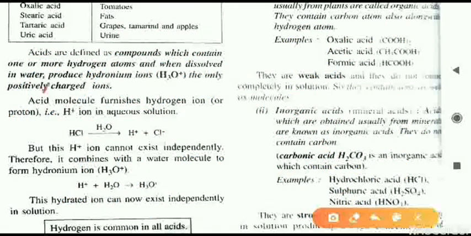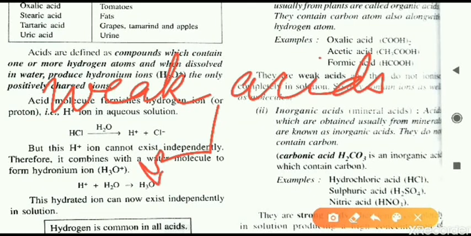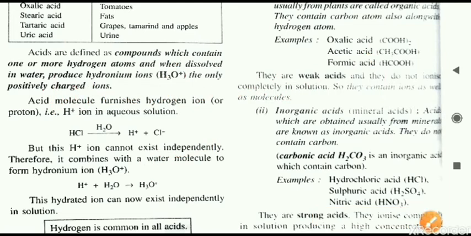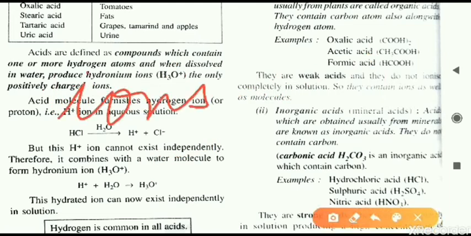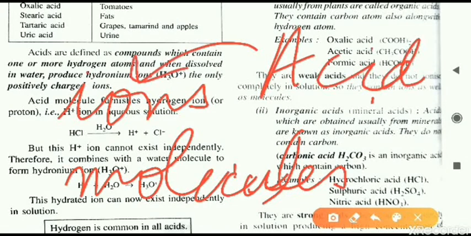So in simple language, we can say that weak acids, when dissolved in water, give us two things. One will be ions. Only a few ions will be found, and the remaining will be molecules. So weak acids give us ions as well as molecules when they are dissolved in water.